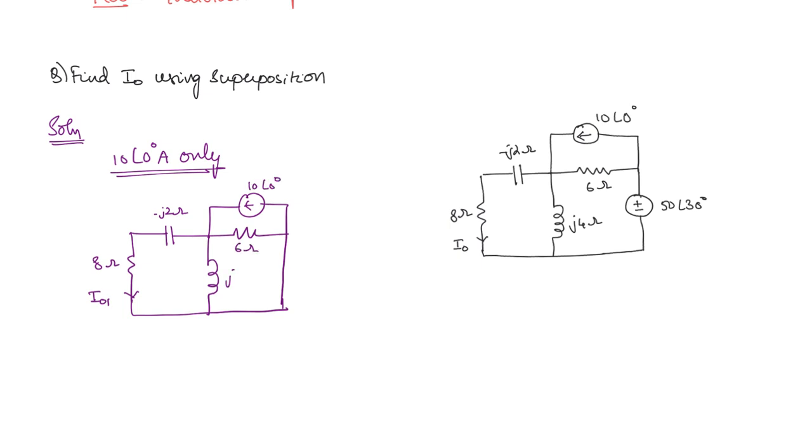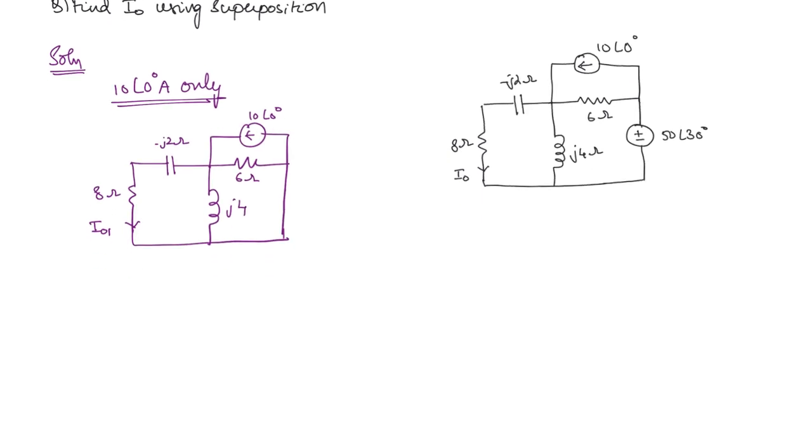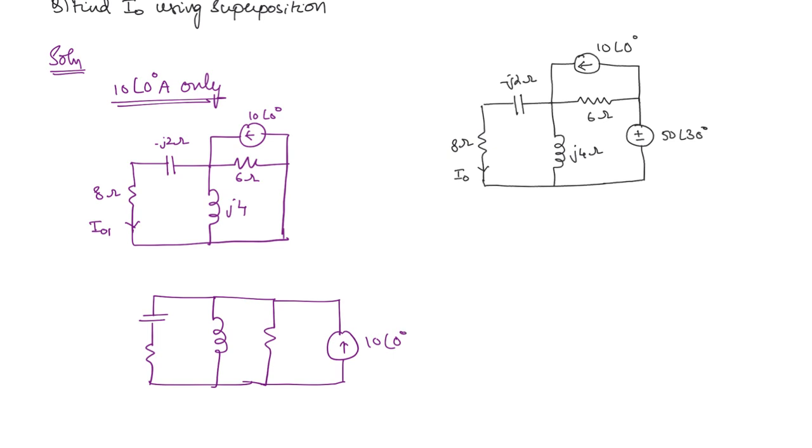Here you can see that this is one resistance, this is an impedance, and this is a capacitor and resistance. All of these three branches are parallel to the current source. We will redraw it in a slightly different manner so that it will become clearer. There are three parallel paths, so three impedances, and the current source is in parallel to all of them. This is 6 ohms, this is J4, this is minus J2, 8 ohm, and the current we want is I naught 1. This we can easily find using current division, right?